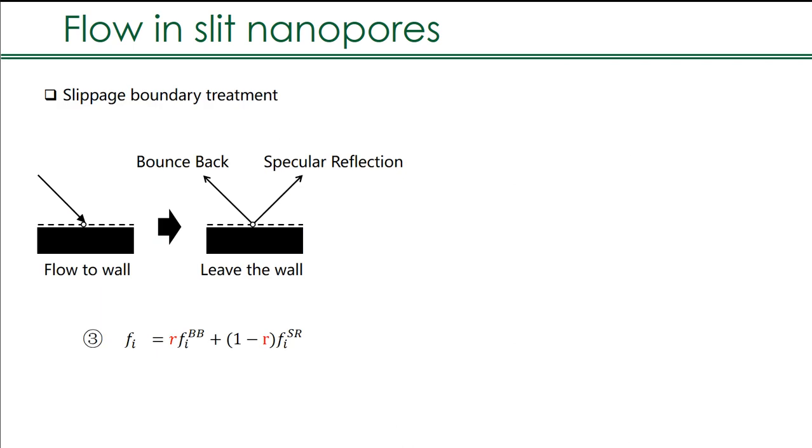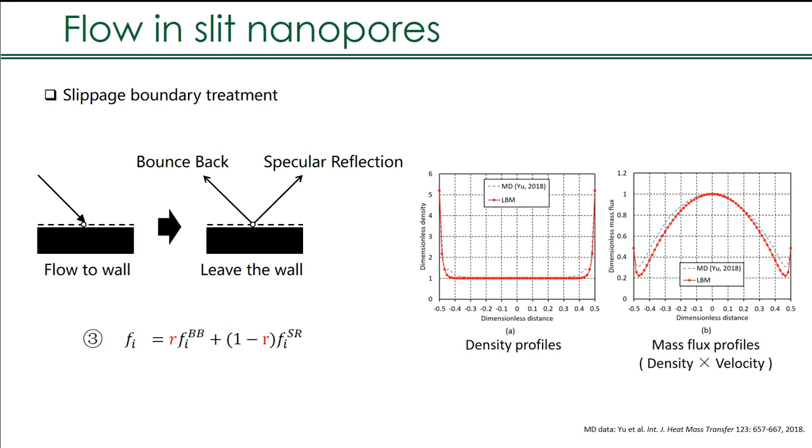And in step number 3, we adjust the combination coefficient R to control the proportion of bounce back versus specular reflection. This enables accurate representation of transport near the wall. We are able to adjust the slippage velocity to match the mass flux profile from the reference MD data, and the mass flux is a product of the velocity and density here.